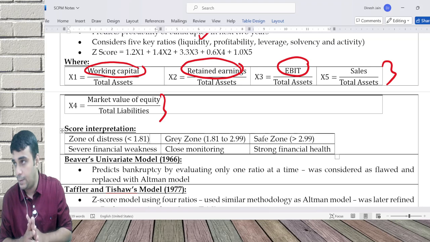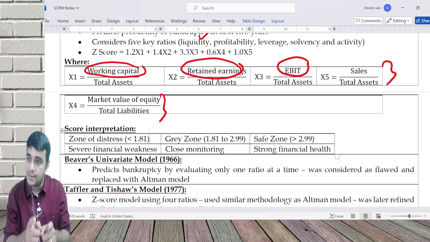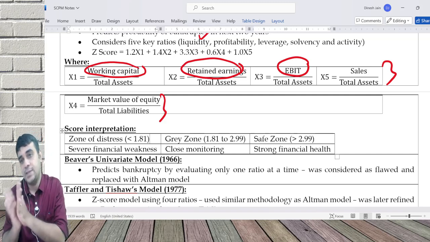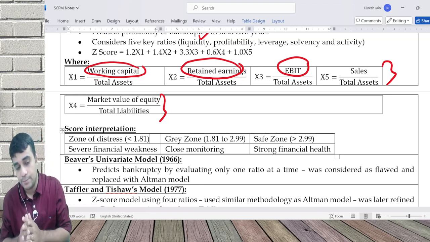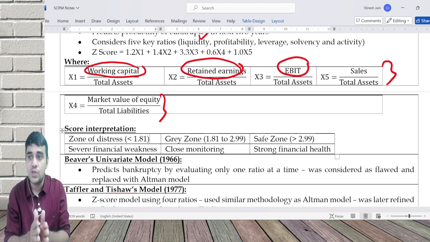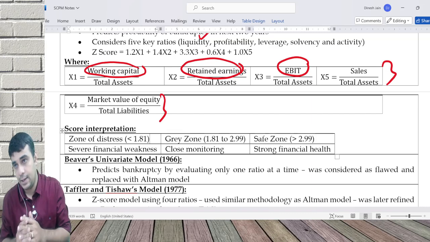Higher the score, it is better. What are the 3 areas? Zone of distress, gray zone, safe zone. What is zone of distress? Severe financial problems. What is gray zone? Close monitoring. What is safe zone? Strong financial health. Clear? Any doubts on this?